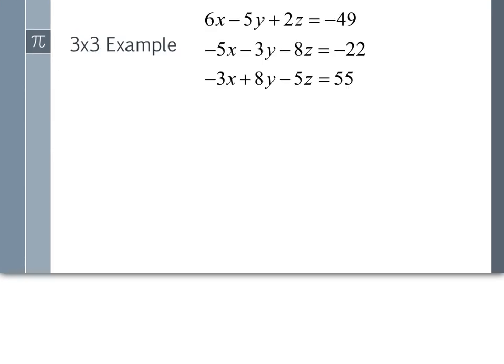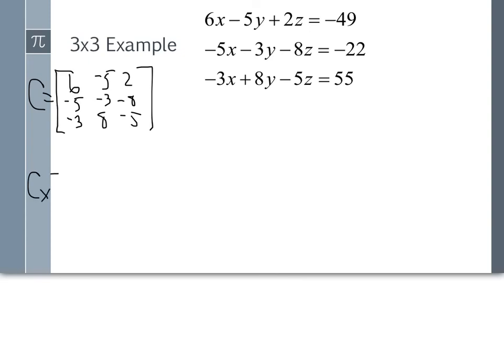Oh my goodness, there's no coefficients of 1 here. If you tried to do elimination with this, you would not be a happy camper. So why don't we try doing this with Cramer's rule? So let's set up our three matrices. First, we take all our coefficients and make matrix C. Then we do CX. So we're going to take that X column, we're going to pop it out, and we're going to replace it with negative 49, negative 22, and 55.